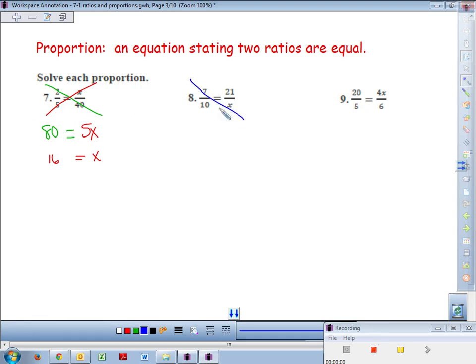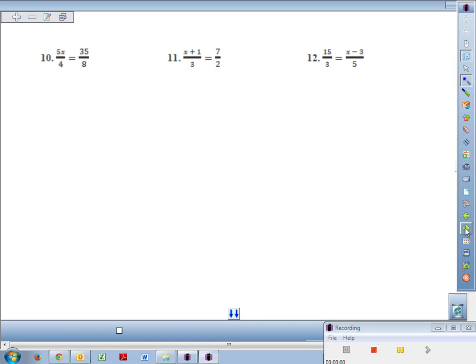So cross multiply here, 7x equals 210, to where x equals 30 if we divide both sides by 7. Same thing, 20 times 6 is 120. That equals 5 times 4x, which is 20x. And then we'll divide both sides by 20 and get 6. Why don't you give number 10 a try? Give the video a pause and try number 10.